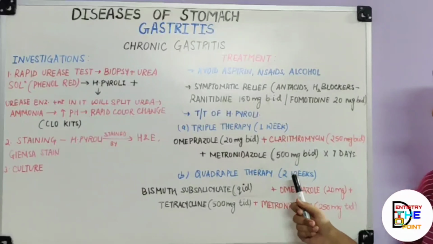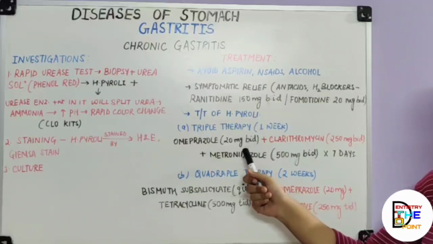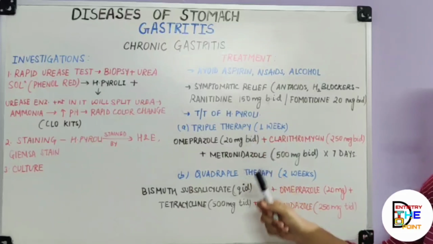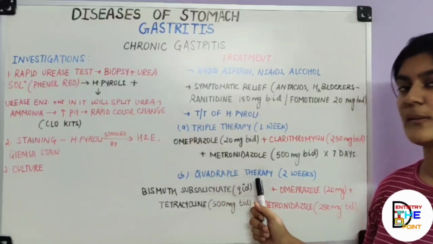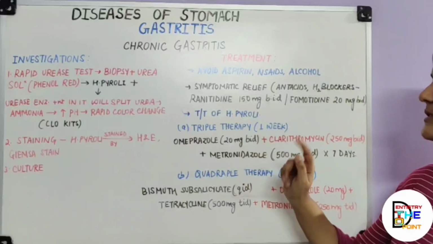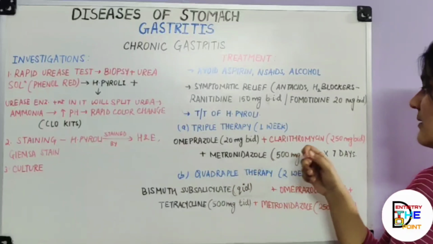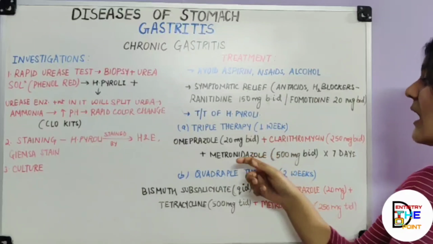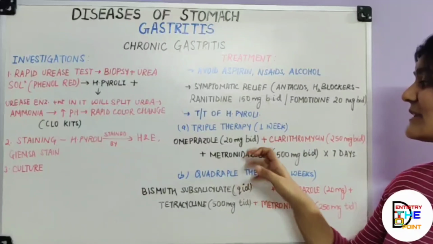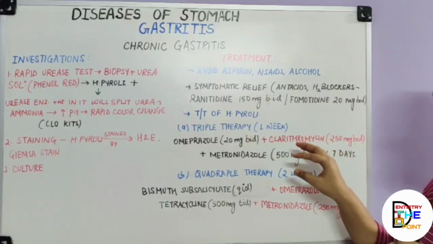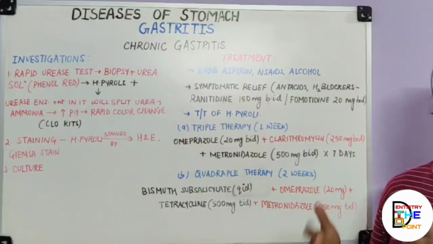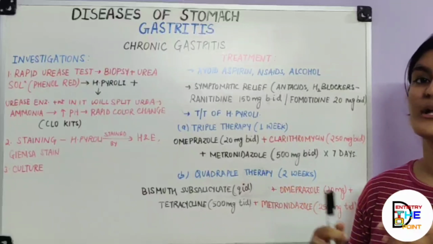Also, BID is twice in a day, QID means 4 times in a day, and TID means 3 times in a day. For the quadruple therapy, you have 4 drugs. Also one more thing in triple therapy, besides metronidazole, this is actually a standard regimen, you can say. Sometimes, if the person is allergic to this, then you can change things.